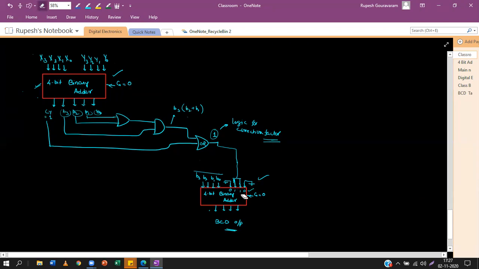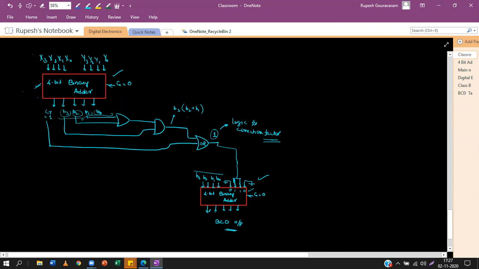Okay, this is not necessarily 0 1 1 0. Based on the case, when the logic for correction factor is 1, then only 0 1 1 0 occurs. Otherwise all four zeros will occur and nothing will be added to the final result, that is B3, B2, B1, B0. So finally we'll get the BCD output here.